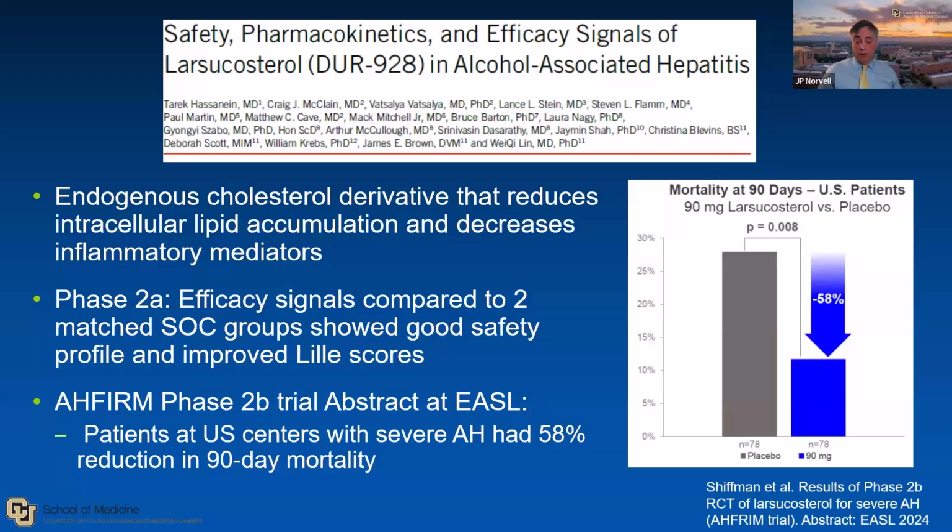So at EASL, the European Association to Study Liver Disease meeting just about 3 months ago, in a US cohort of several hundred patients, it actually showed a 58% reduction in mortality at 90 days in patients that were randomized to this drug. So this is yet to be published in full form, but the FDA gave it the green light as a therapeutic breakthrough designation. So they are planning their phase 3 study. So obviously there's a lot of hope about this, but we're still far from approving its efficacy, but it also had a good safety signal as well.